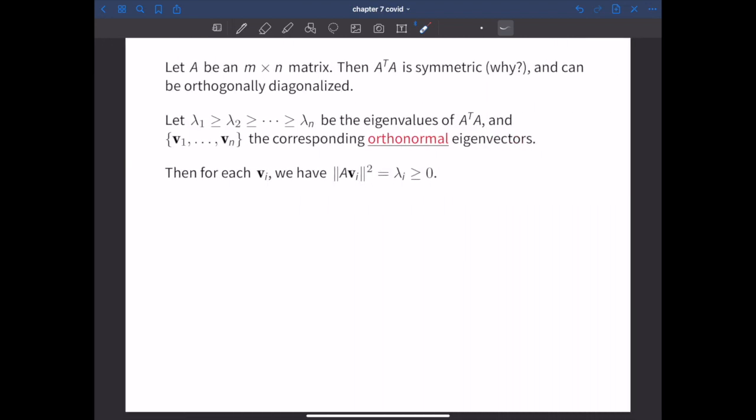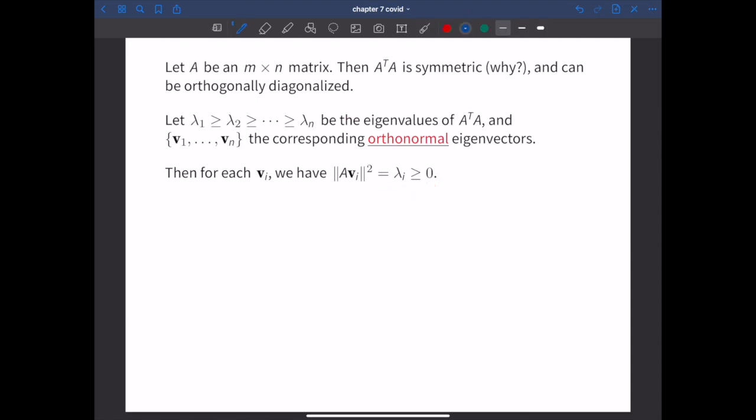So the next thing to observe is that if you take one of these orthonormal eigenvectors, say vi, and you multiply by the matrix A, then the length of the resulting vector squared is equal to lambda i. And that lambda i has to be greater than or equal to 0. So there are a few facts here. The first is that the length of A vi squared is equal to this eigenvalue here. And the second fact is that lambda i has to be greater than or equal to 0.